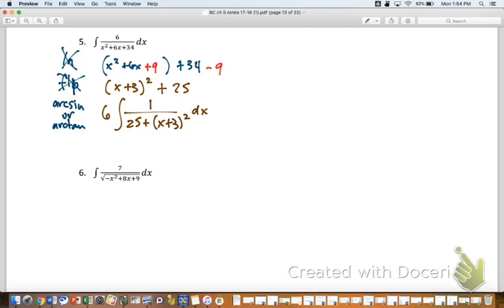I haven't changed the value at all. All I did was I added a really smart 0. But I've totally changed the form. Completely different form. Oh, there's 6. Yeah, I just brought the 6 out.